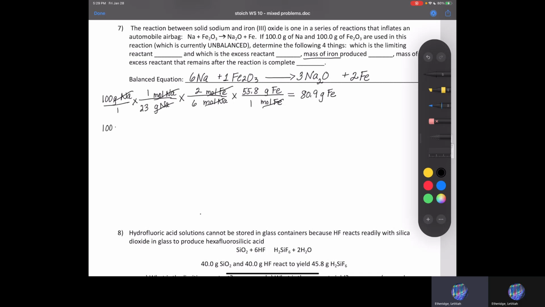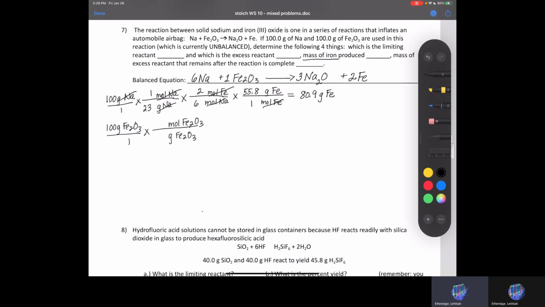Now I'm going to go from the second reactant, which is iron 3 oxide, and I'm going to take it to iron. Same thing as above, just different numbers because we're dealing with different chemicals in the equation. So gram of iron 3 oxide on the top, put it on the bottom. Mole of iron 3 oxide here. 1 mole of iron 3 oxide has a mass of 159.6.